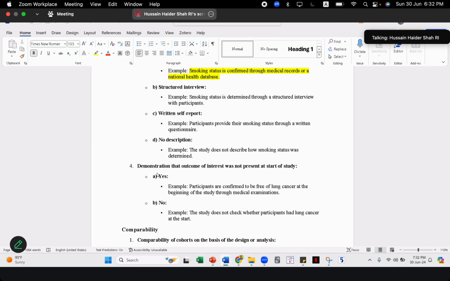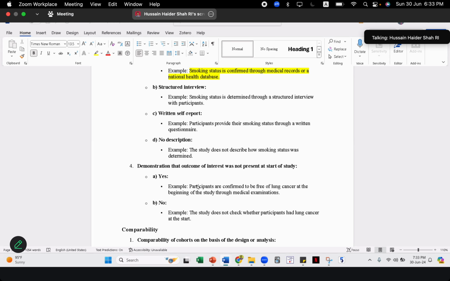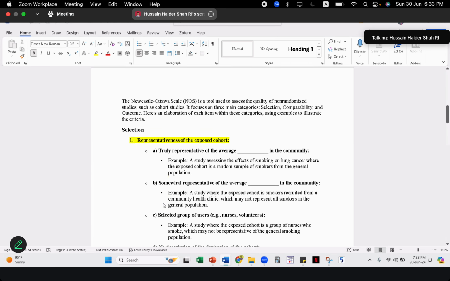Again, the fourth question is the demonstration that the outcome of interest was not present at the start of the study. Consider this example: if in a cohort study it is mentioned that the participants are confirmed to be free of lung cancer, then lung cancer is our outcome. It can be any outcome. So if we are assessing the association of smoking, in smokers and non-smokers, with lung cancer, and the lung cancer is already present at the start of the study, this means that the outcome of interest was present at the start of the study, and we won't give it a star.